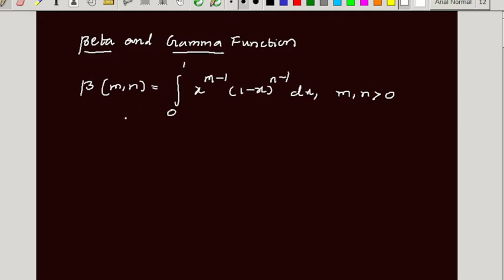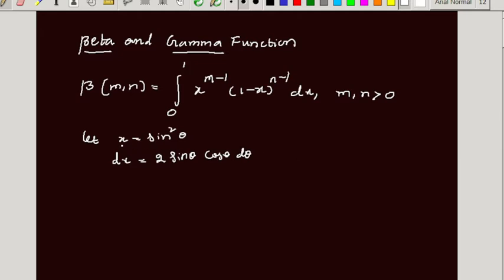Similarly, we can write a modification of this one. Here 1 minus x is there. If we write x as sine square x, then 1 minus x becomes cos square x. So let us consider x equal to sine square theta. If we differentiate this, we get dx equal to 2 times sine theta, differentiation of sine theta is cos theta, with respect to theta.